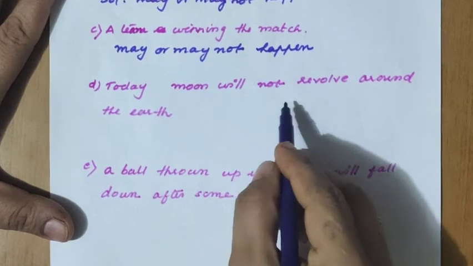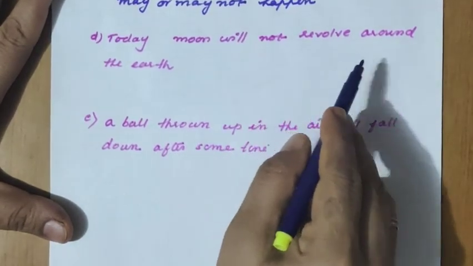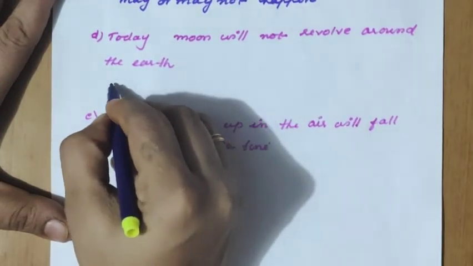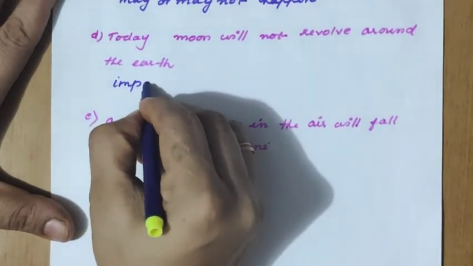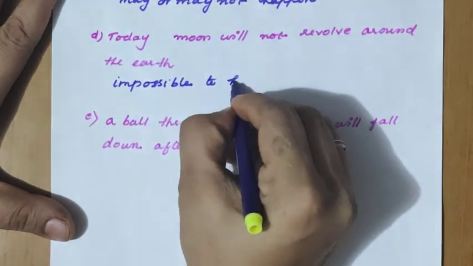Today the moon will not revolve around the earth. It is an impossible event. Impossible to happen.